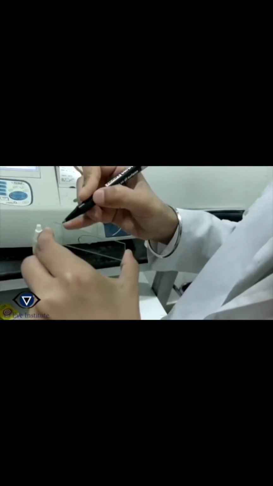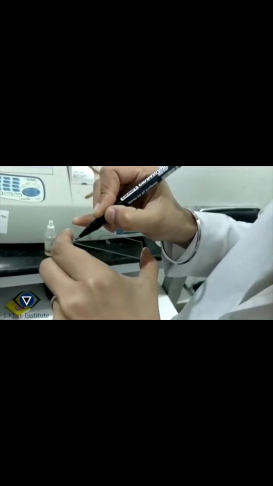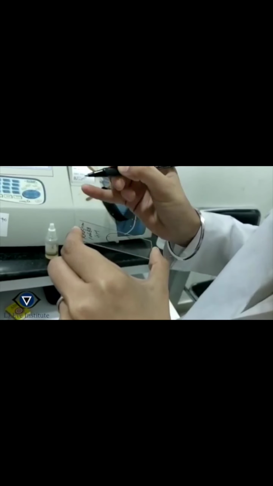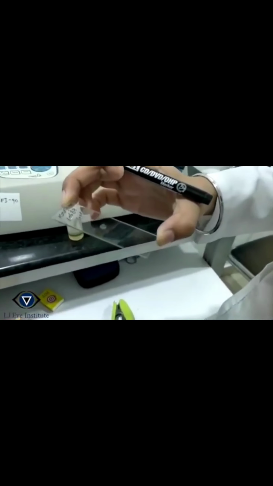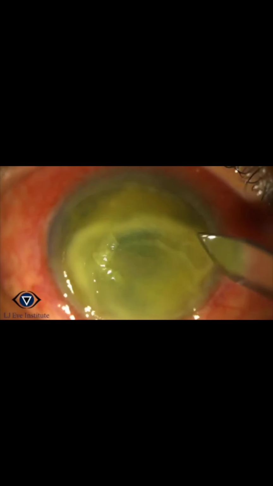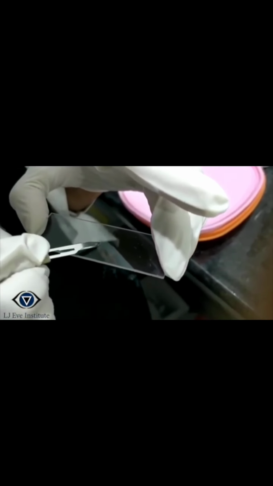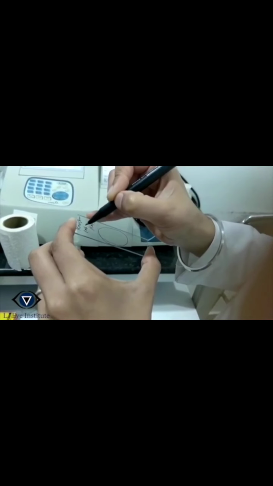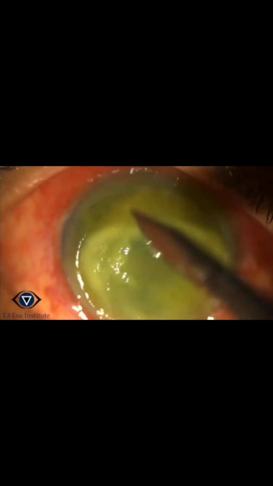At the same time, the slide is labeled with the name and MRD number of the patient. For KOH, material is inoculated by tapping it on the slide. The slide is labeled with the MRD number and name of the patient. After this, more material is obtained for inoculation on culture media.